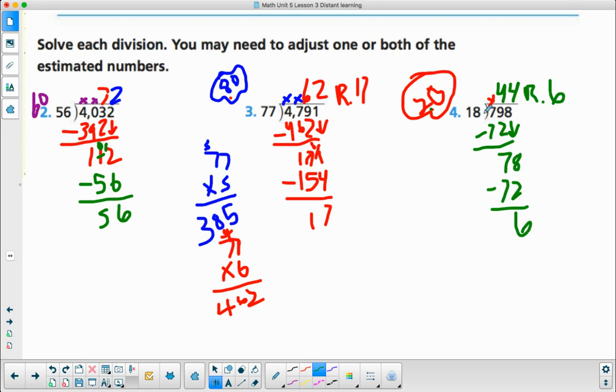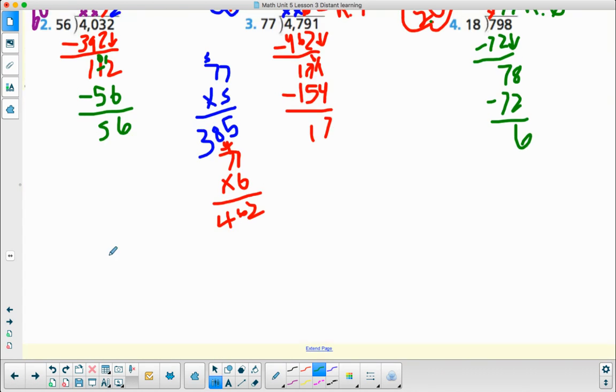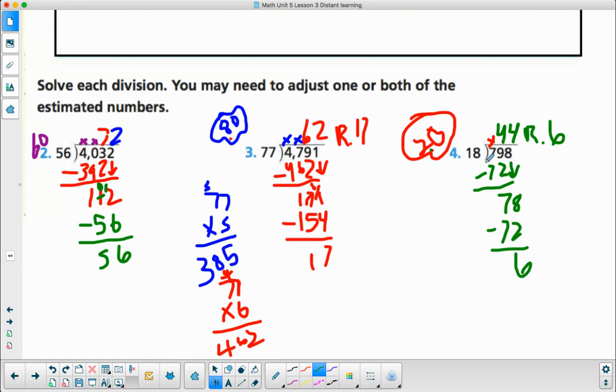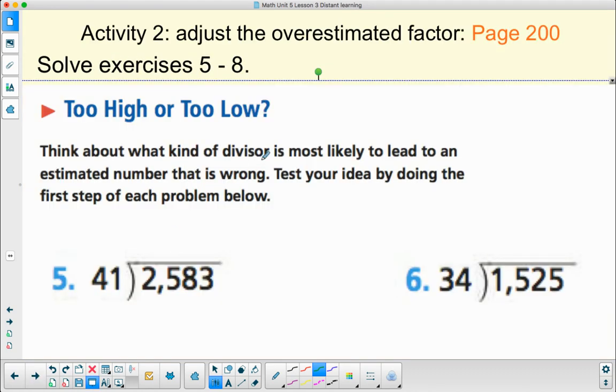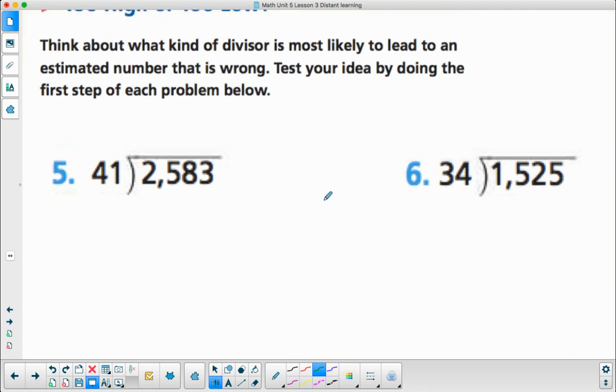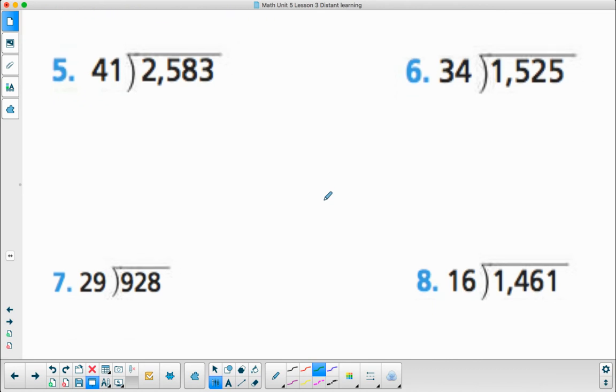Okay, so now we've had a little practice adjusting some quotients. What kind of divisor do you think is most likely to produce an estimated number that needs to be adjusted? So right now you should come up with some ideas of what kind of divisor here do you think is most likely to come up with one where you have to adjust? Okay. And hopefully you've shared with somebody some of your theories. Do numbers 5 through 8 to test your theory.